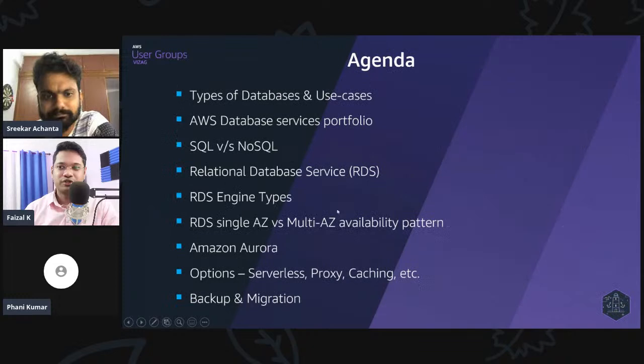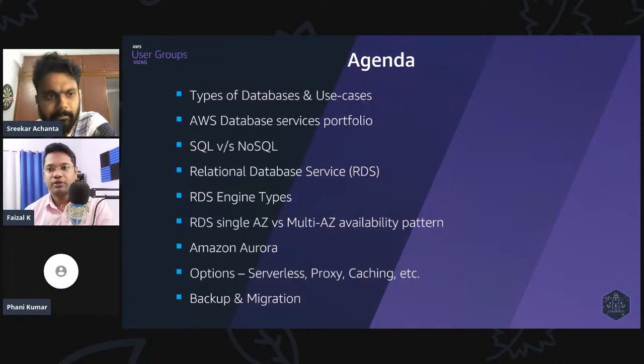So let's get started. We'll look at what are the things that we're going to cover today. We are going to look at the different types of databases and the use cases for these databases. We're going to look at all of the AWS database services that are on offer. We'll look at some of the questions that come up when we talk about whether we should use an SQL type of a database or a NoSQL or something like that. And then we'll jump into the core AWS database services, which is basically RDS or Relational Database Services. And we'll talk about the different database engines that are available within RDS.